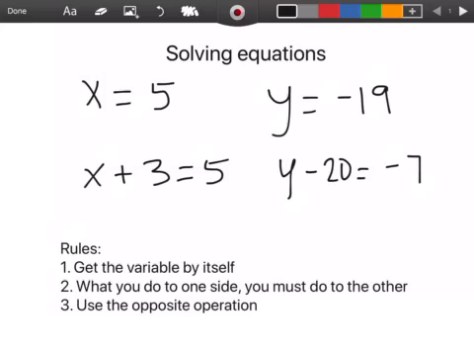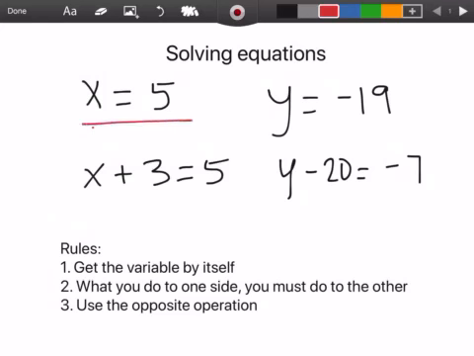Alright, today we're going to work on solving equations. Today we're focusing in on solving equations that have addition and subtraction in them. So I want to show you some different types of equations that you'll see. Alright, the equations that we like are ones that are nice and solved like this.